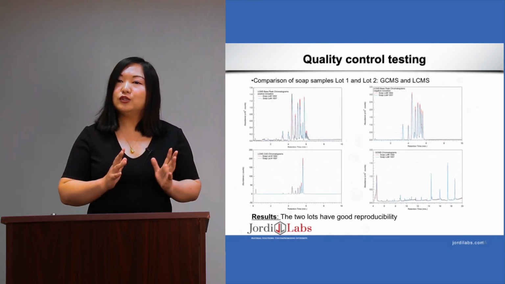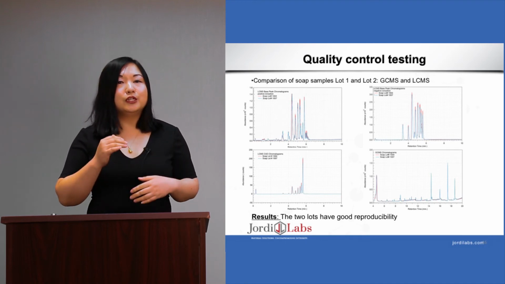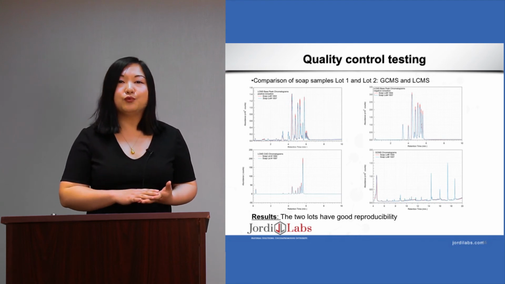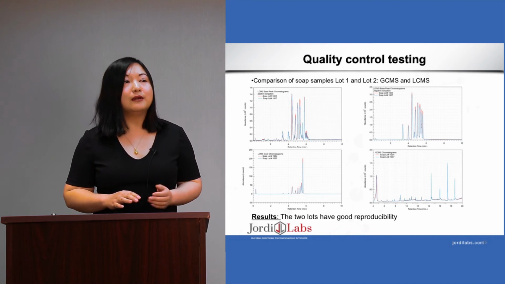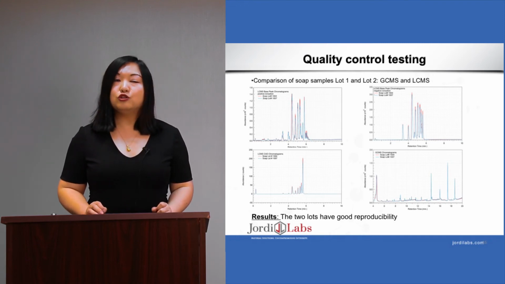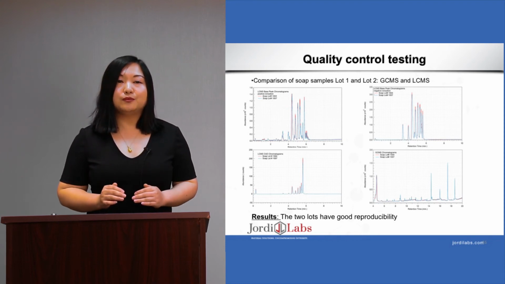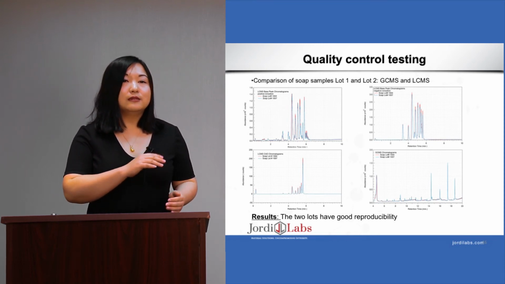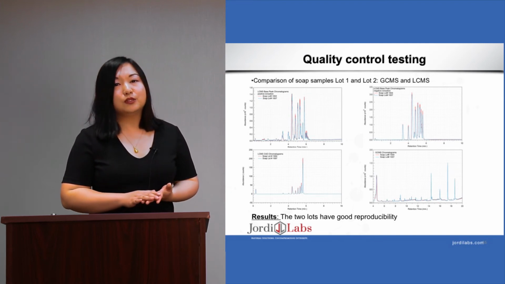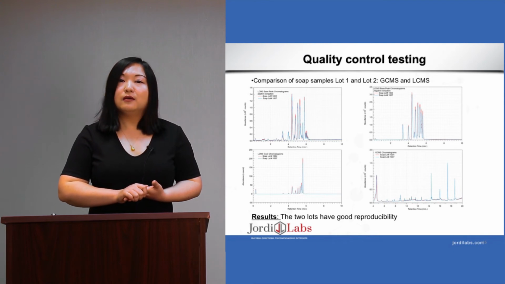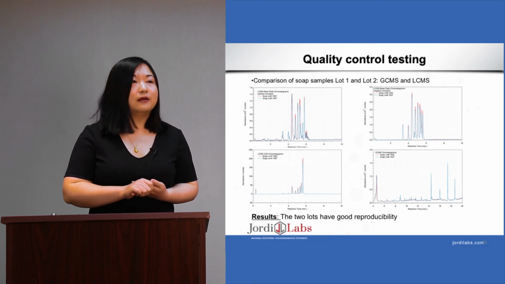So earlier I talked about deformulation, where you can use it to look into the chemical constituents of a certain product and also compare different products. Another thing we can do here at Jordi Labs is quality control testing. We do this type of test to help our customers monitor the reproducibility of their products. We also help our customers to figure out the failure of their product if we see inconsistency in their products.